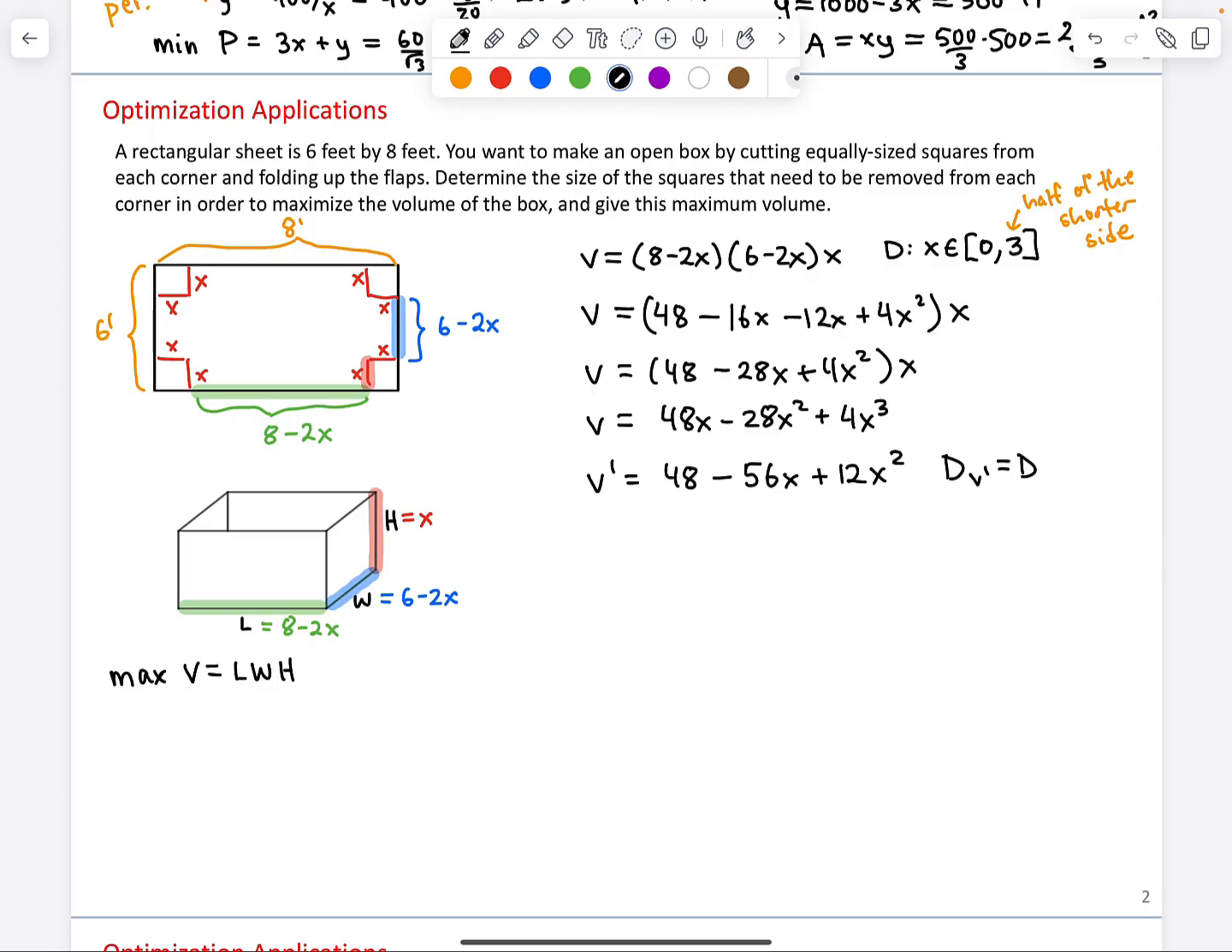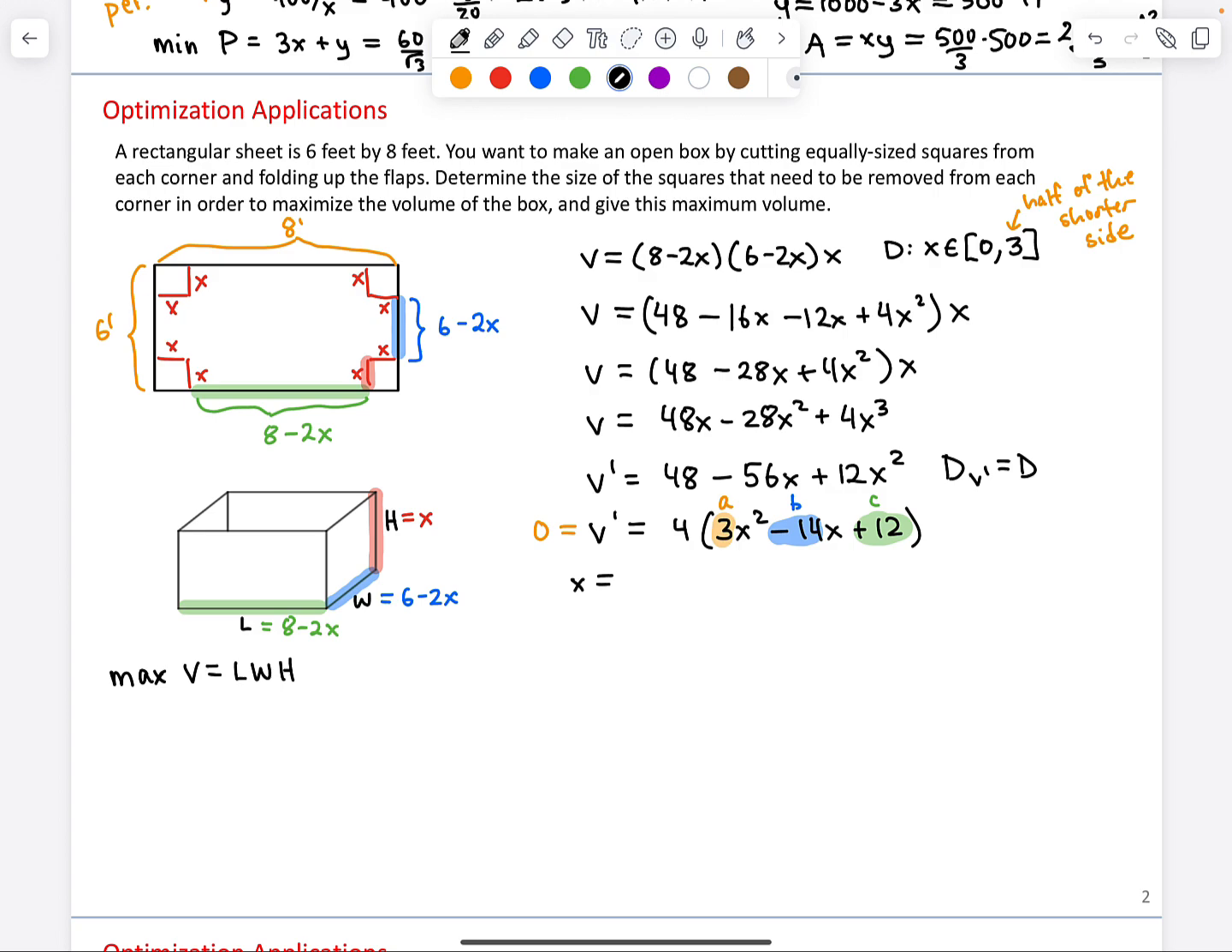But first I'll do some factoring. I'll factor out a 4 and put the x squared term first. So 3x squared minus 14x plus 12. This quadratic will not factor using rational numbers. So we do need to resort to the quadratic formula. A is just 3, b is negative 14, and c is positive 12.